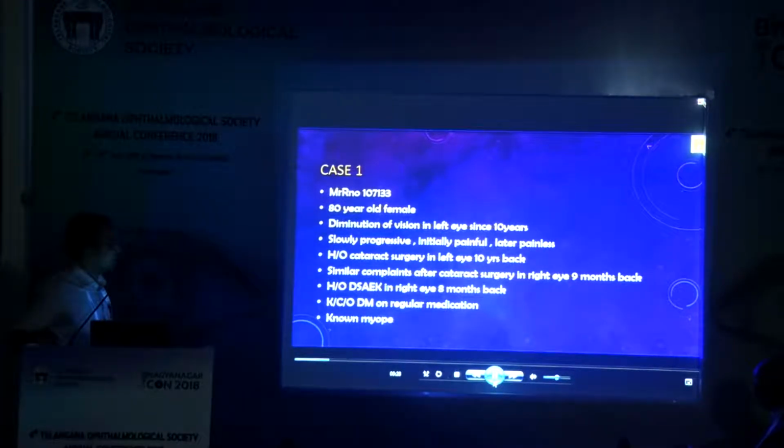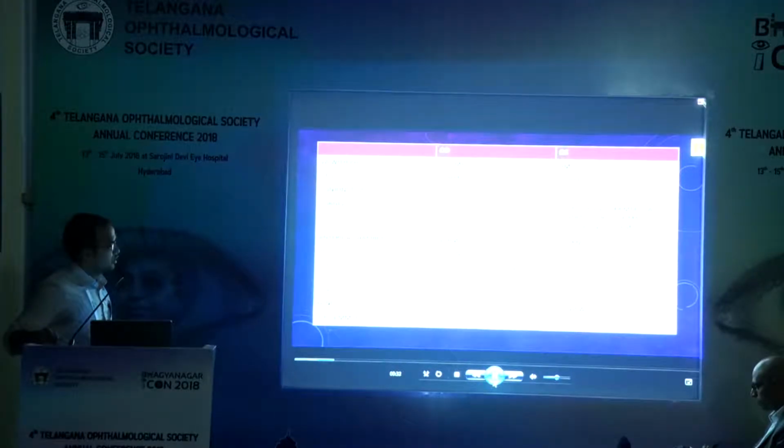So this was an 80-year-old female patient. She had a diminution of vision in the left eye. The reason was chronic corneal decompensation in the left eye. The visual acuity was hand movements.